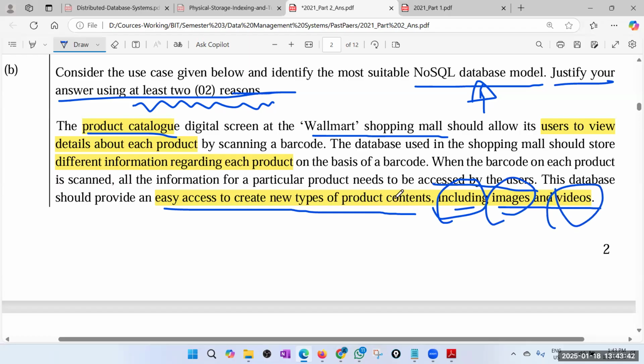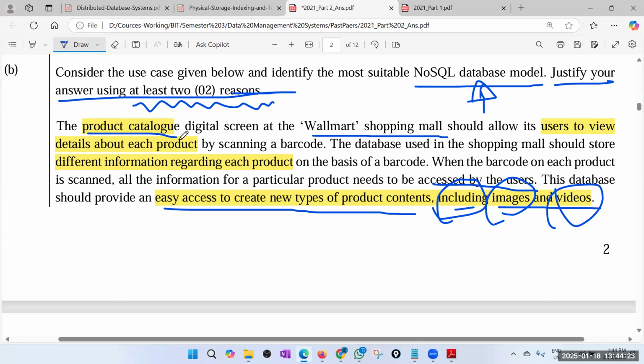Right? What are the possibilities? So obviously not something like column family or whatever advanced. The simple thing is key value, because it's different attributes. Maybe price this, date of manufacture this, any other thing, right? Key and value. Okay, so that is the easiest. Usually for product catalogs, shopping carts, we could go for key value. Then you need to justify your answer also.